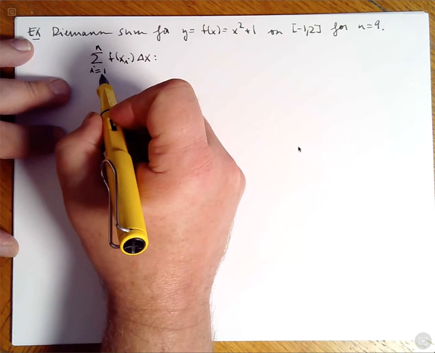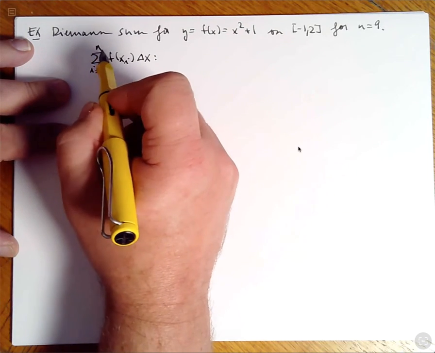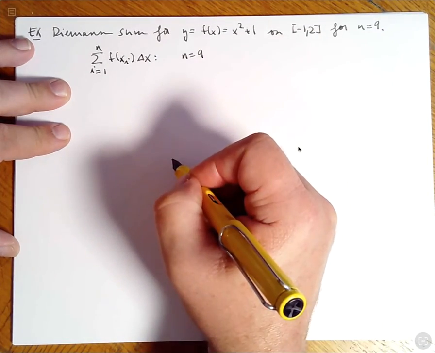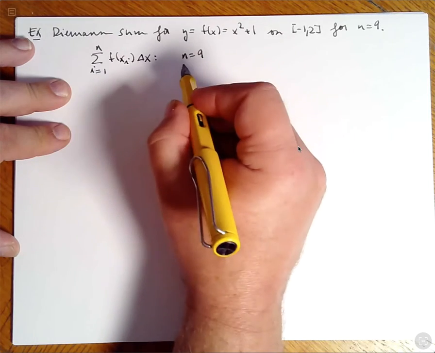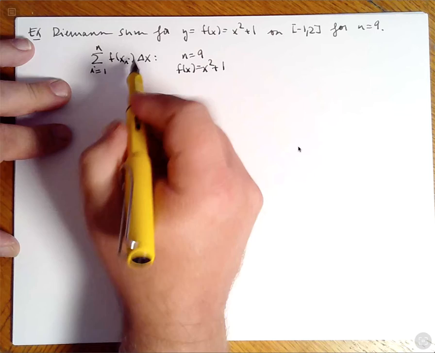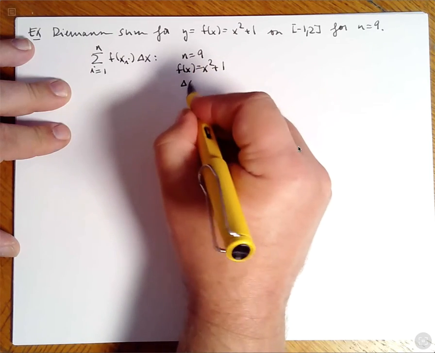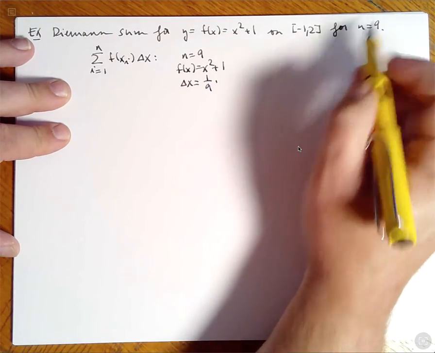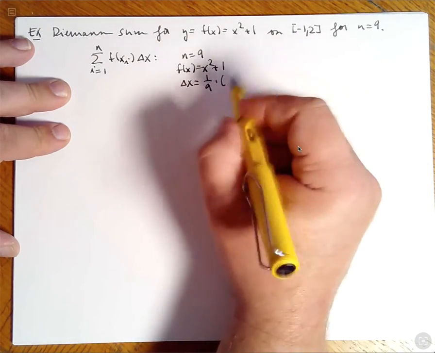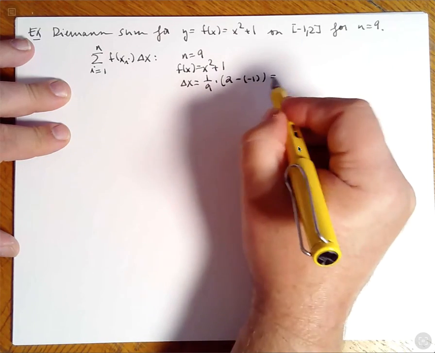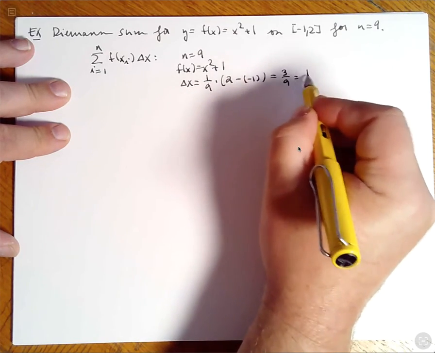Well, the sum goes from 1 to n, the number of subintervals, the number of rectangles. That's 9. We're given that. We're also given that our function f of x is x squared plus 1. That's good. How about our delta x? Well, our delta x is 1 over 9, 1 over n, times the length of this interval, which is 2 minus 1. So that's 3 over 9, or 1/3.